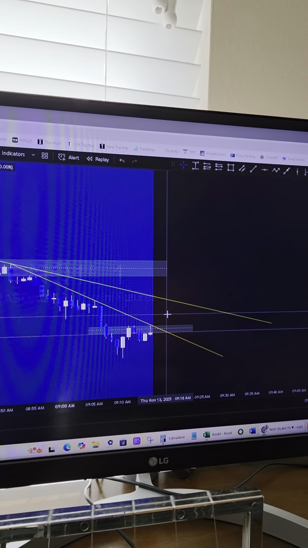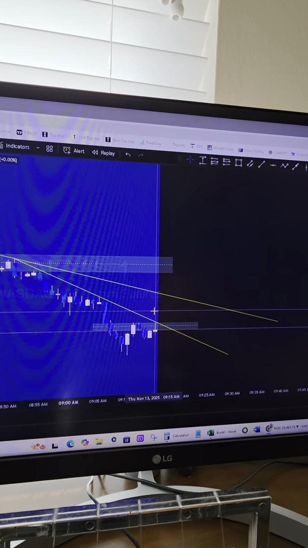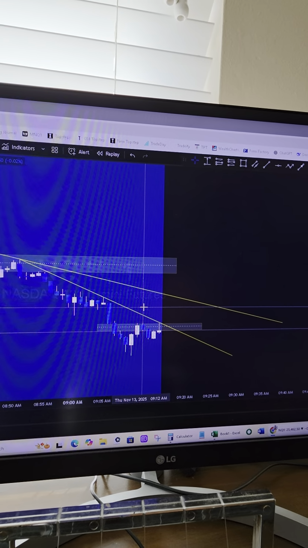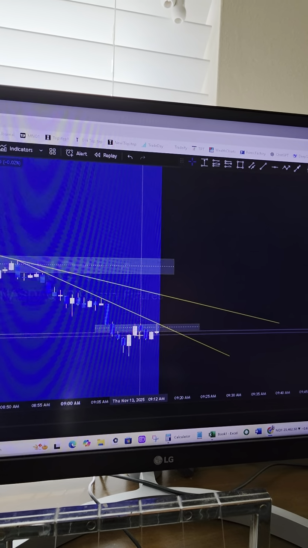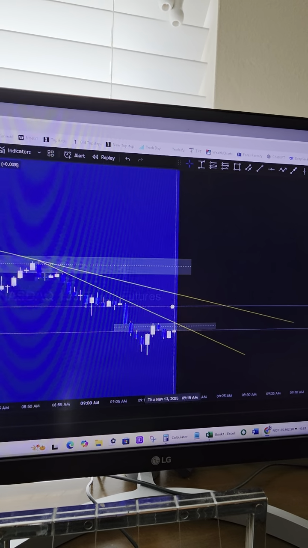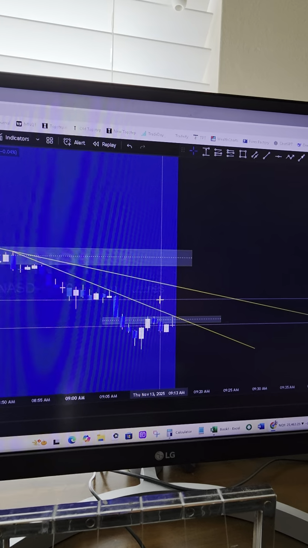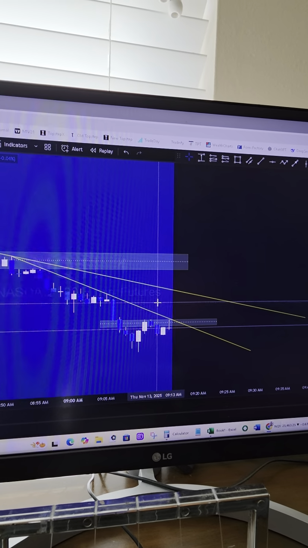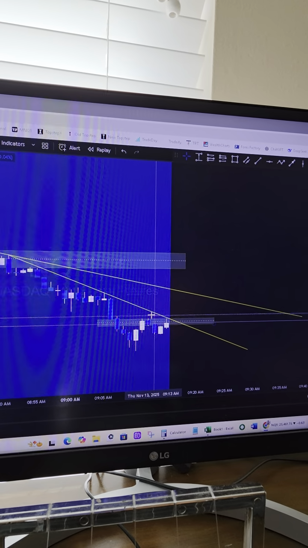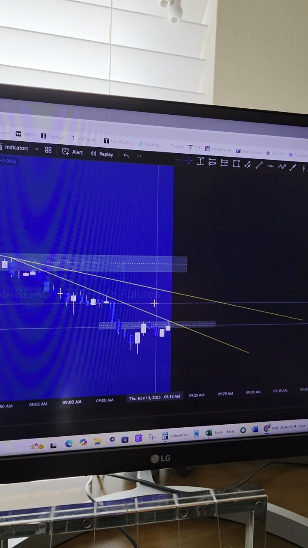Another one is SMT. If you look at the correlation between NQ and ES, one of them makes a lower low, one of them makes a higher low. That divergence is called SMT divergence. That could be an indication of reversing. But let's look into more ICT stuff.